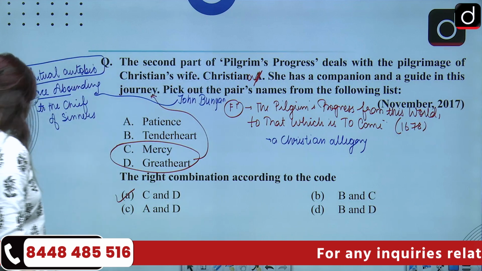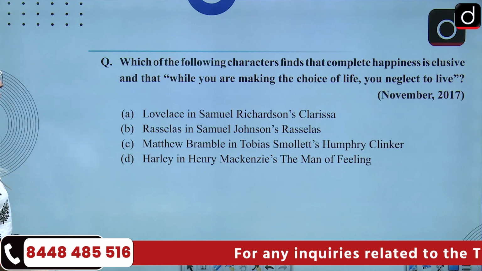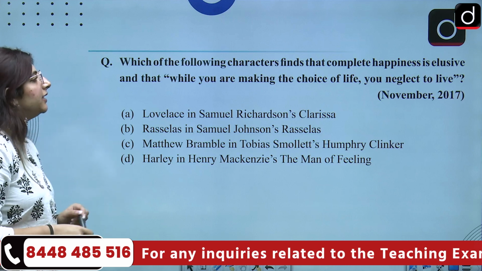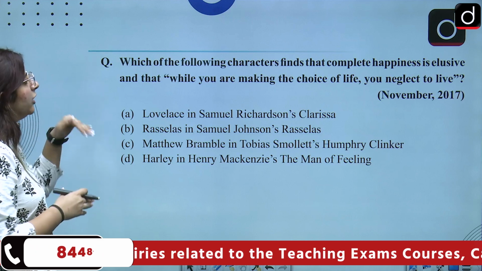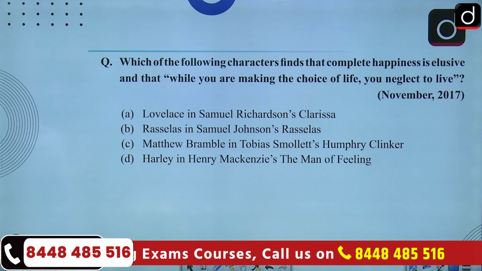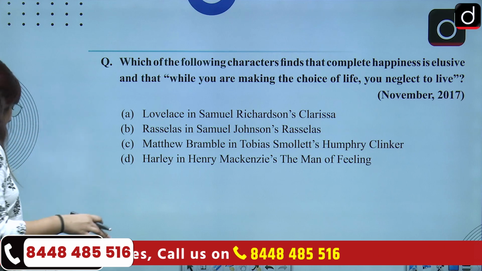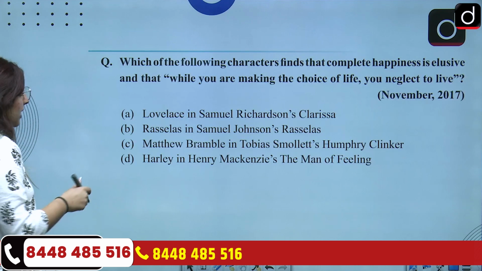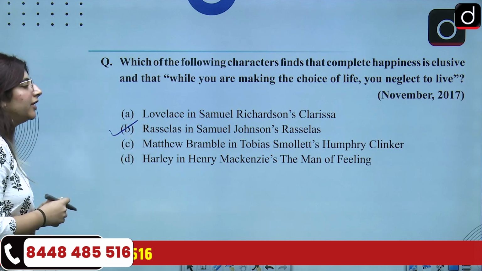Moving on to the next question. Which of the following characters finds that complete happiness is elusive and that while you are making the choice of life, you neglect to live. The right answer is option B, Rasselas, in Samuel Johnson's work, Rasselas.